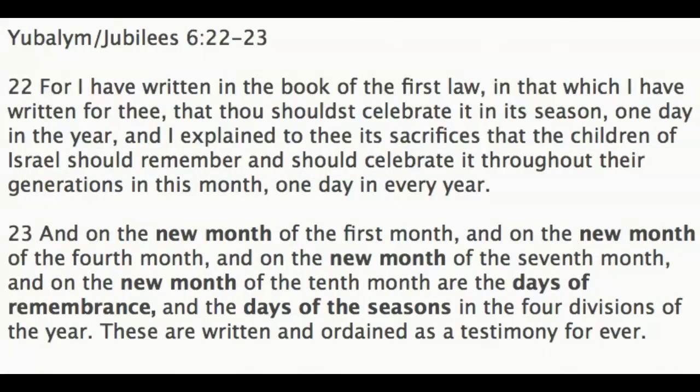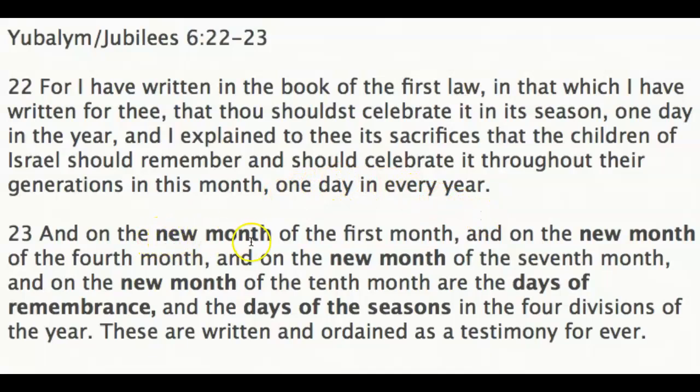Remember how we read in the book of Revelation and also in Hadassah, or the book of Esther, about a calendar being 360 days? But we're going to look more into that because Jubilees tells us more, especially in chapter 6. But we're going to be focusing specifically on two verses, verses 22 through 23. It says here, "For I've written in the book of the first law," and this is a messenger speaking to Moses on Mount Sinai, "and that which I have written for thee, that thou shouldst celebrate it in its season, one day in the year, and I explain to thee its offerings, that the children of Yasharal should remember and should celebrate it throughout their generations in this month, one day in every year."